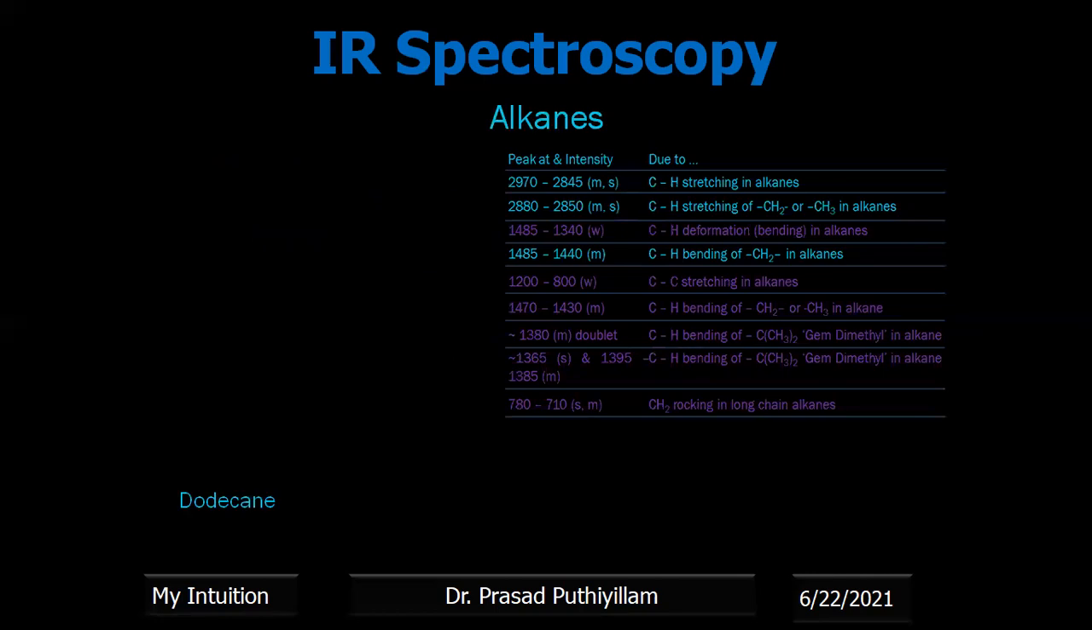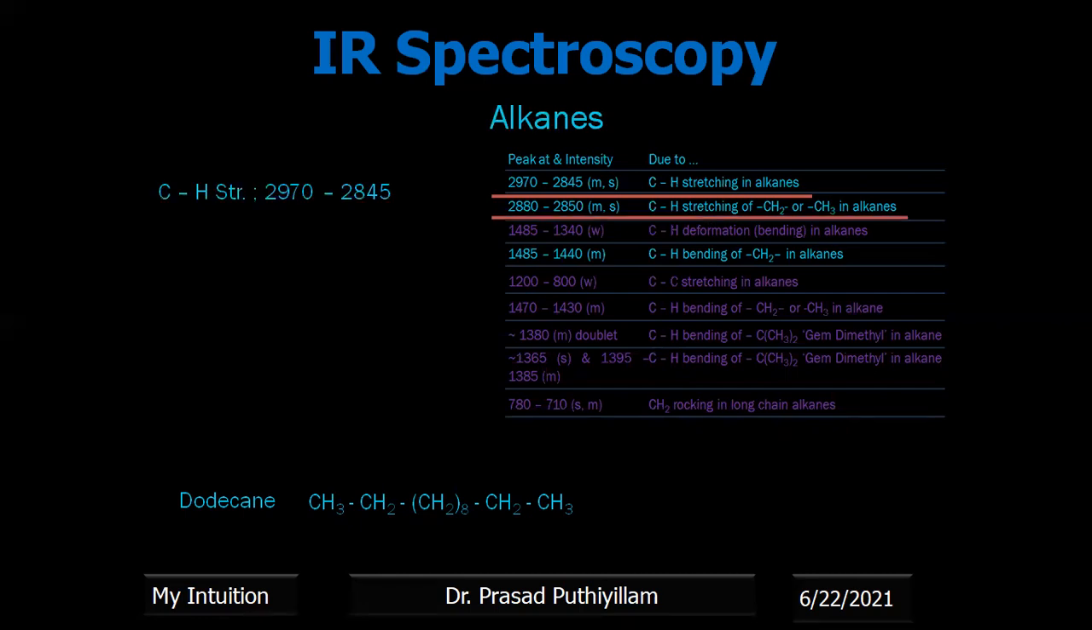Okay, so we'll take the example dodecane. The structure is given. It is 12 carbon atoms in a straight chain, 8 plus 4, 12 carbon atoms in a straight chain, and it is an alkane, a saturated hydrocarbon. Its expected peaks I'm giving here. We expect a peak at around 2970, that of CH stretching in alkane. And then see, the methylene group is there, the methyl group is there. They also give CH stretching around 2880 to 2850.